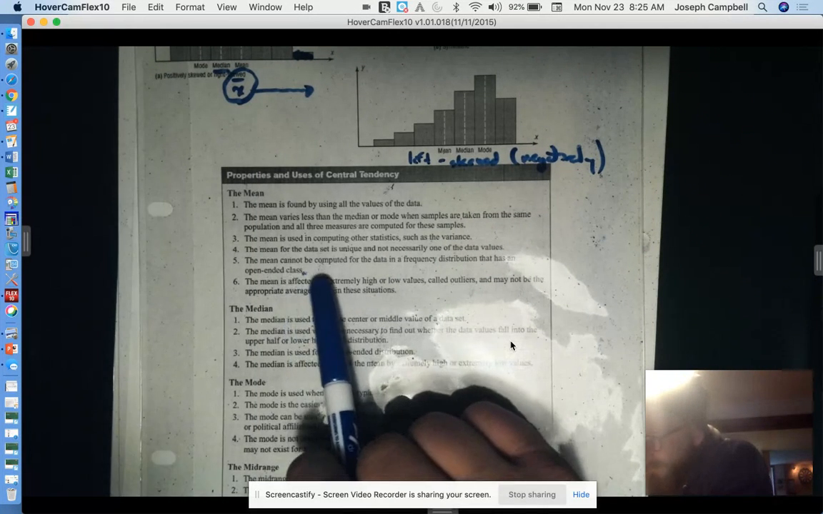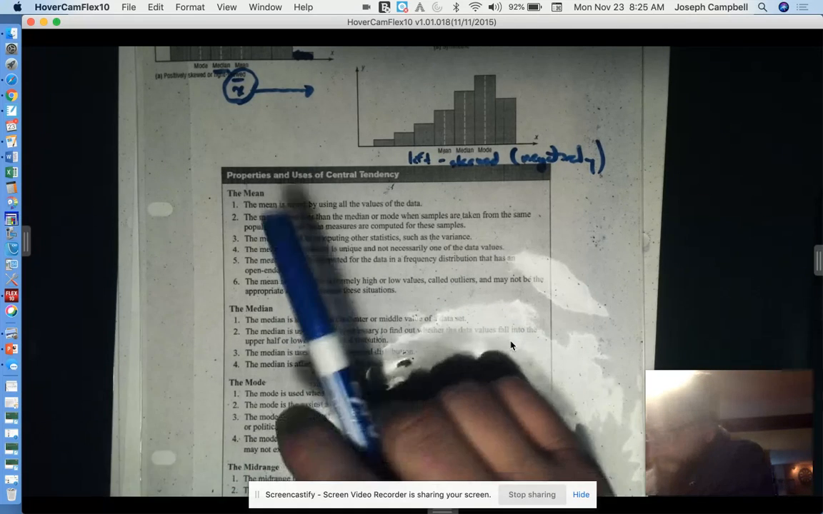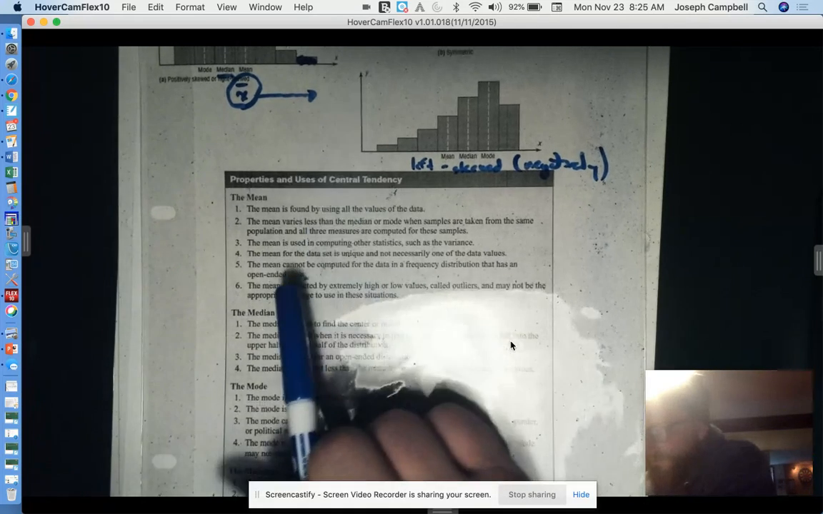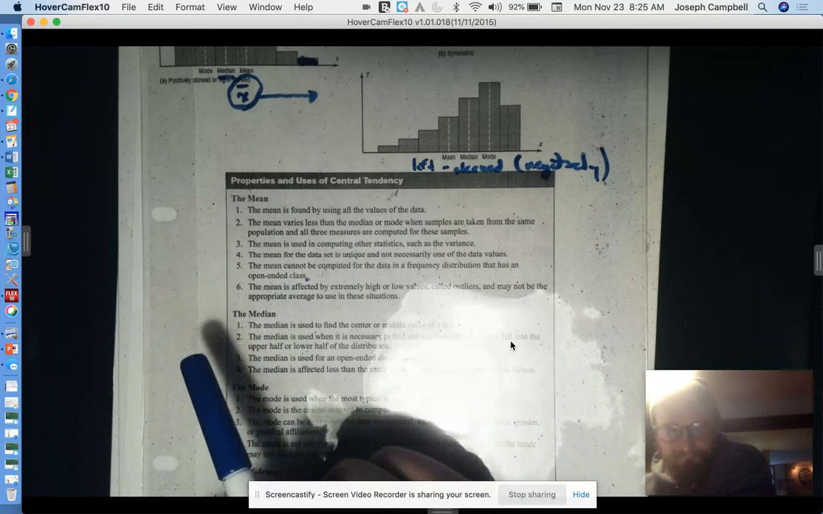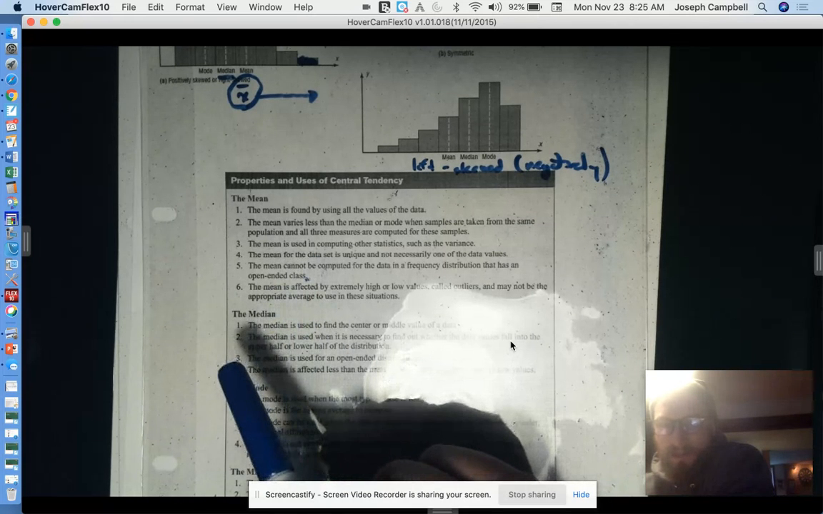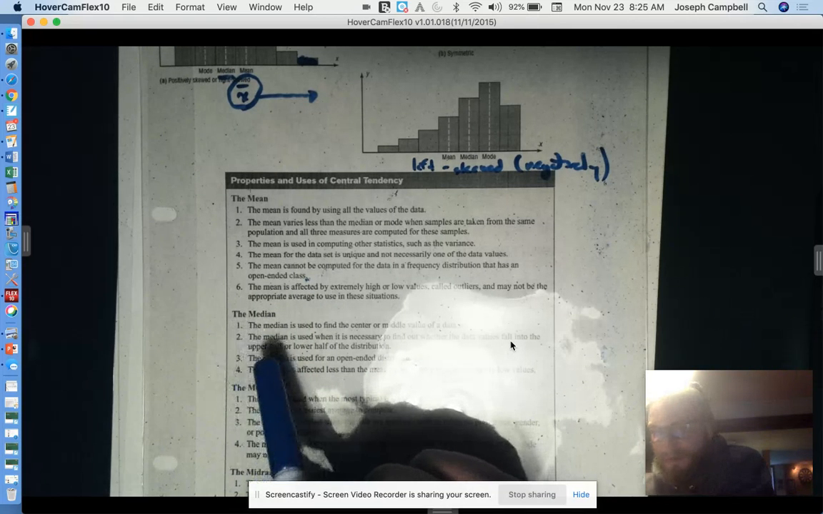The mean cannot be computed for the data in a feature distribution that has an open-ended class, which means that there's no bound for the class, right? Like 80 and above, right? That means that we don't have an end of our class to find the midpoint for, right? So we can't find our weighted mean. In that case, the median would have to be used.